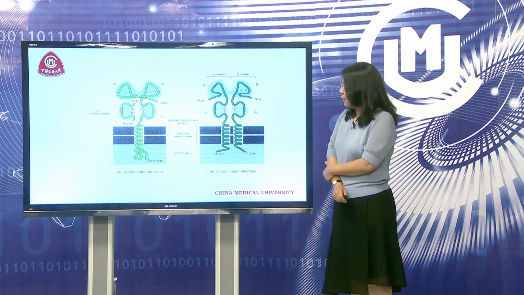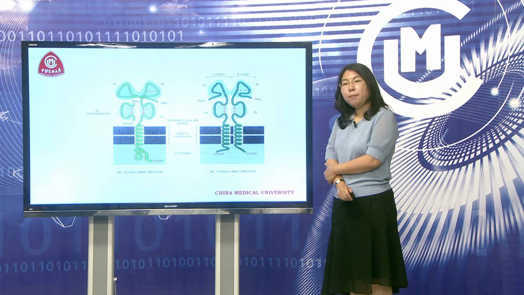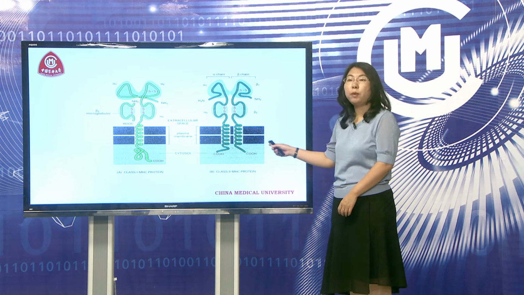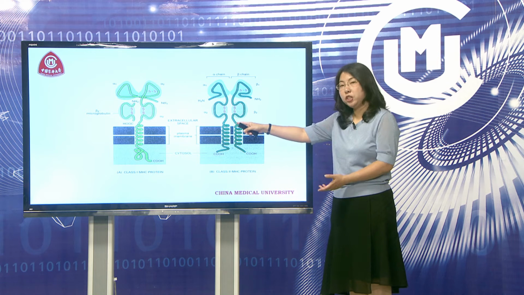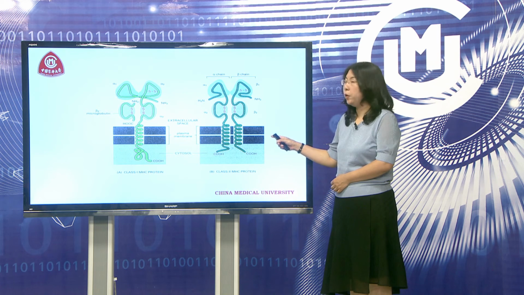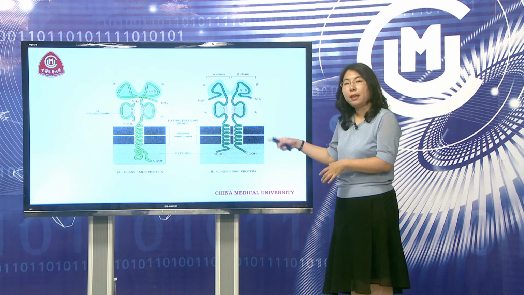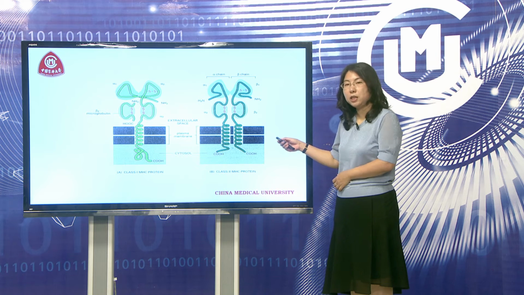So first, let's think. This is the class 1 molecule and the class 2 molecule. The class 1 molecule has only one chain, and the class 2 molecule has 2 chains. Now let's see their structure in detail.